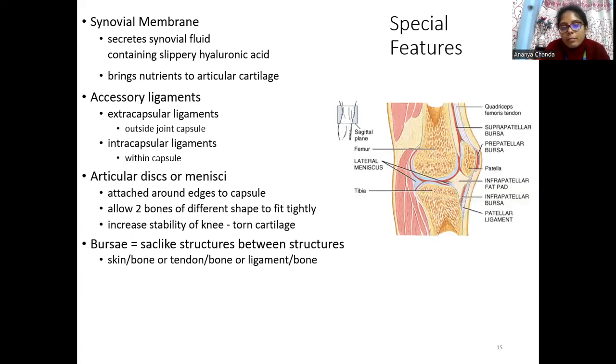So the synovial membrane actually secretes what? Synovial fluid, and this is actually composed of a chemical substance, that is hyaluronic acid. So this hyaluronic acid brings the nutrients to the articular cartilage.